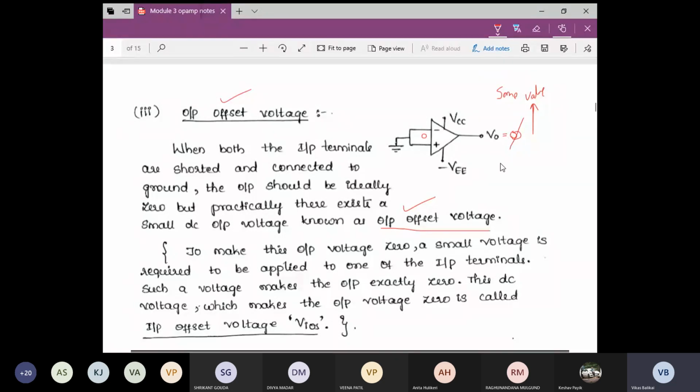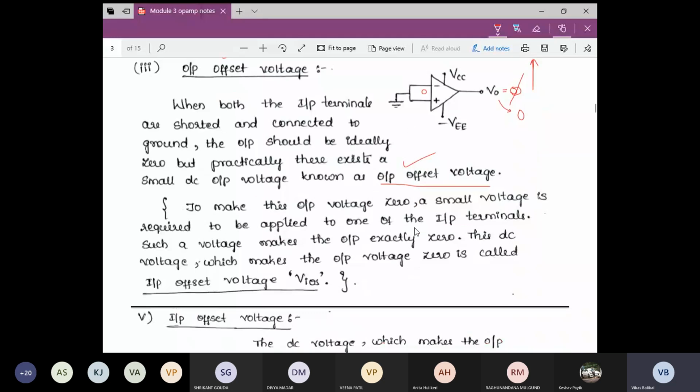So my job is to ensure that when I connect both inverting and non-inverting terminals to ground, the output should get a value of 0. If this zero doesn't come, I must make it zero. How should I do that? By attaching some sort of extra circuit, which will ensure that the extra voltage I am getting at the output side is nullified by the extra input voltage that I can apply at the input side. So basically, to make this output voltage 0, a small voltage is required to be applied to one of the input terminals. Such a voltage makes the output exactly 0.